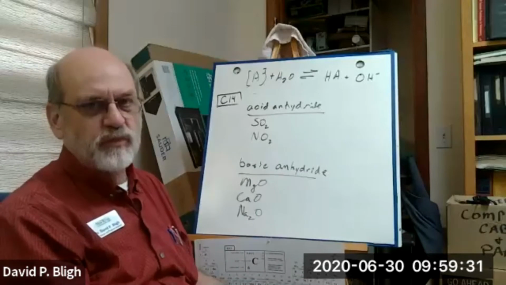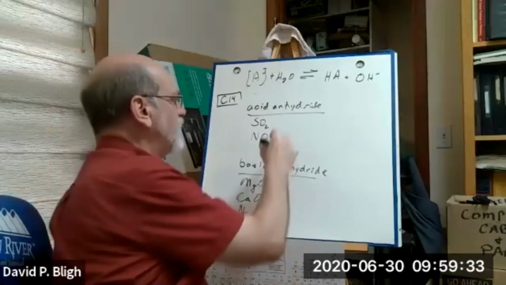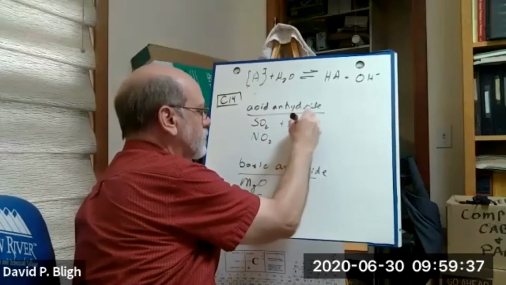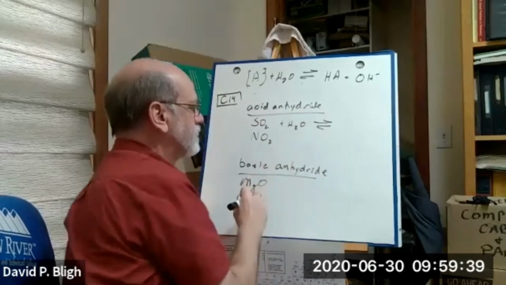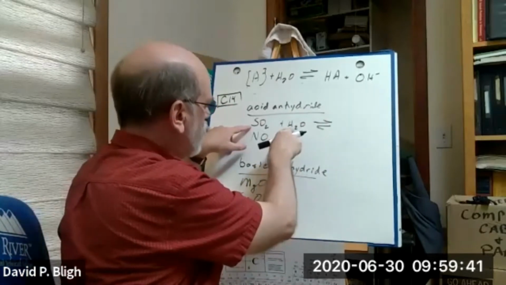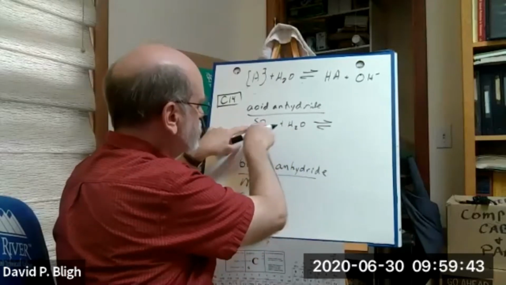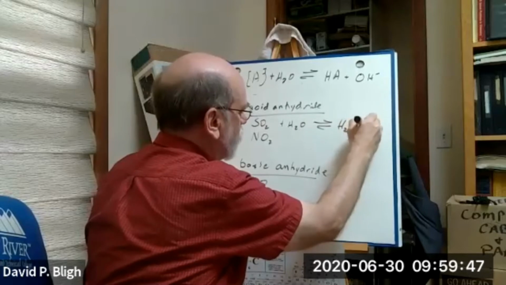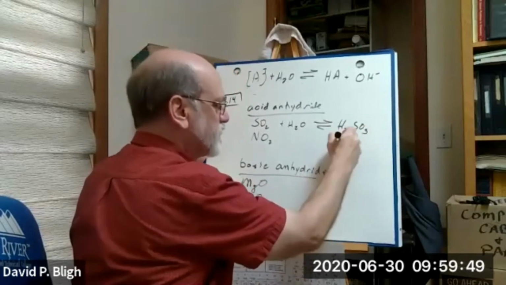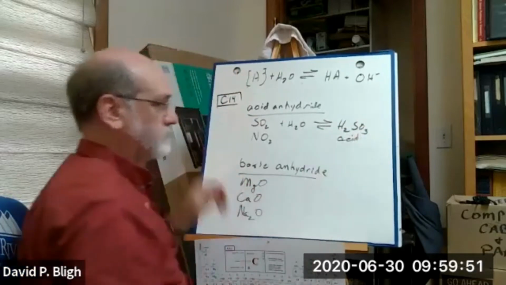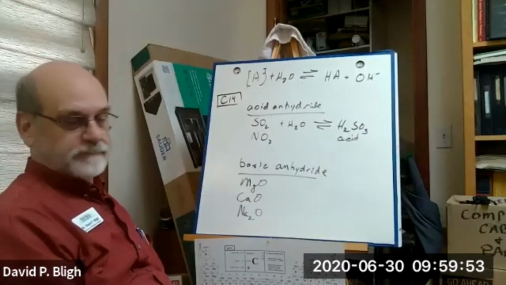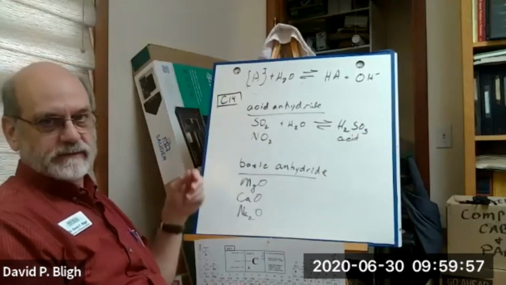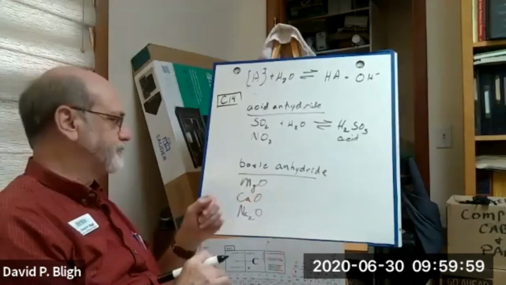So what happens when you put them in solution? Well, when you put them in solution, in this case, you transfer these two hydrogens and the oxygen over here, and you get H2SO3, which is an acid. Okay? And that pattern holds for any of the nonmetal oxides that dissolve in water.